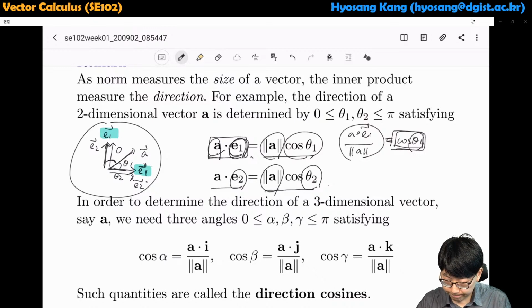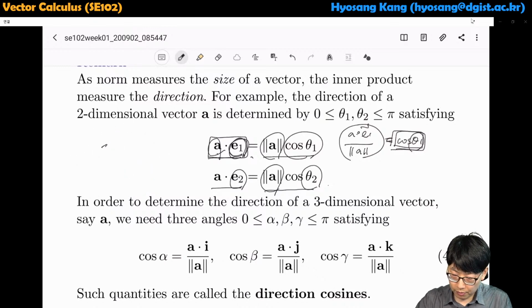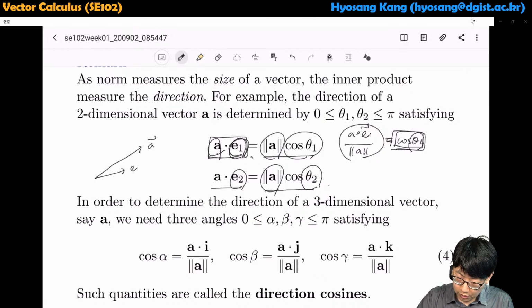It looks like a 45 degree angle, so it looks the same, but let me exaggerate a little bit so that I can draw a better picture here. Let's say I have A, and let's say this is E1. E1 could be here or here. So E2 could be here or here.